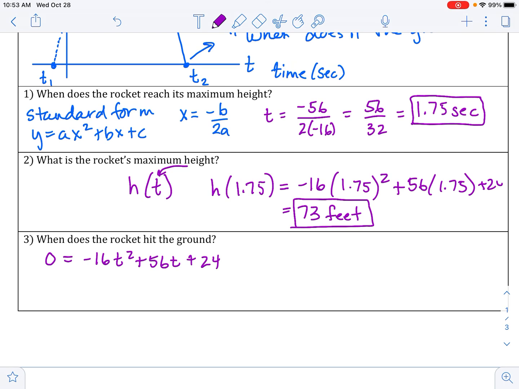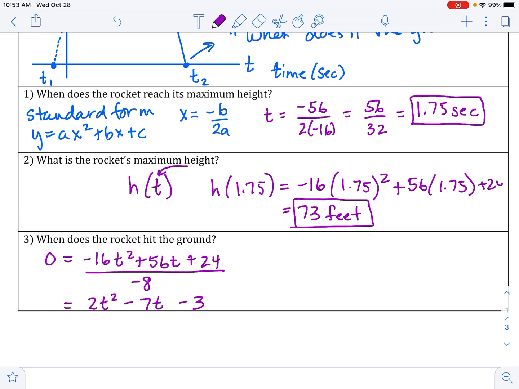Now I do have a common factor here of -8, so I am going to divide everything by -8. That is going to make my numbers a little bit smaller, and if I do use the quadratic formula, it'll be easier to plug those in.